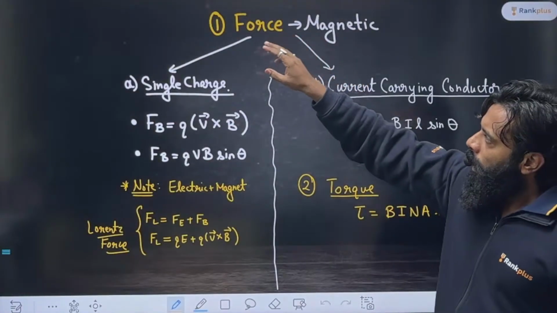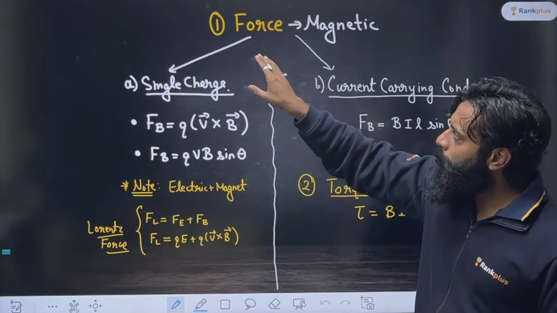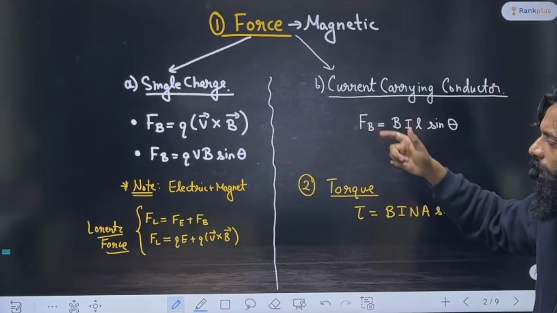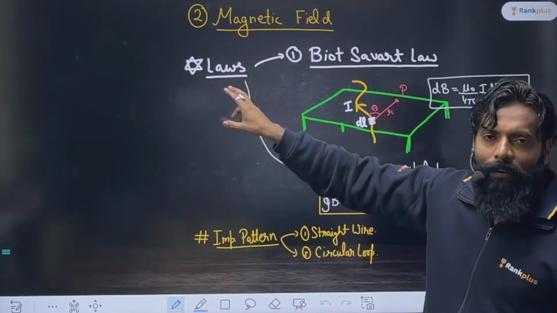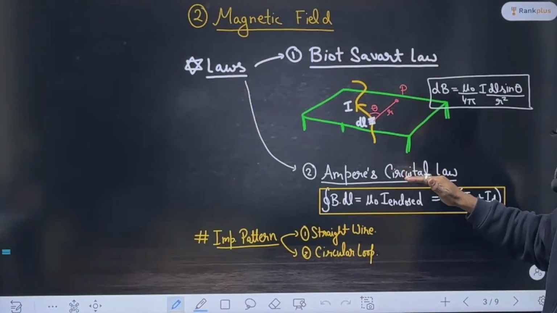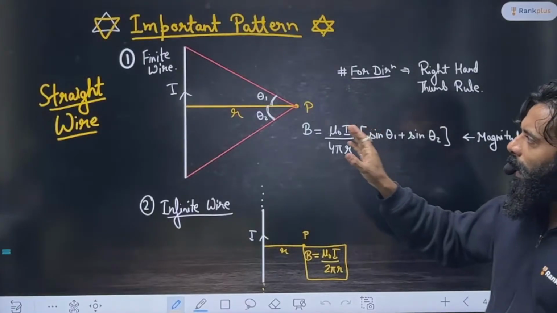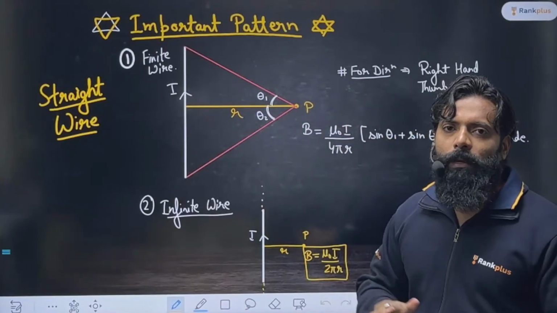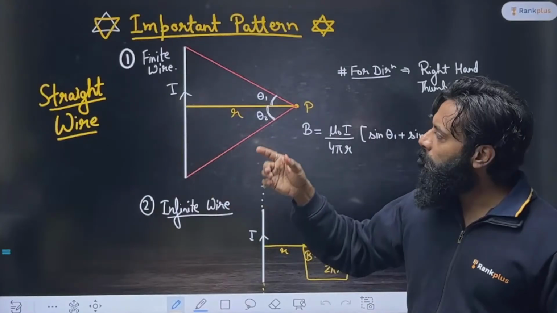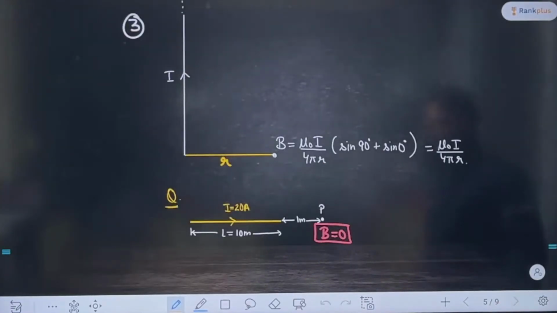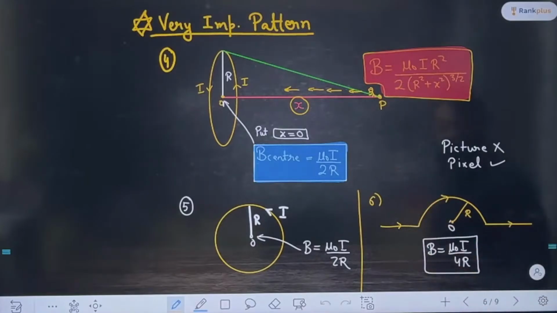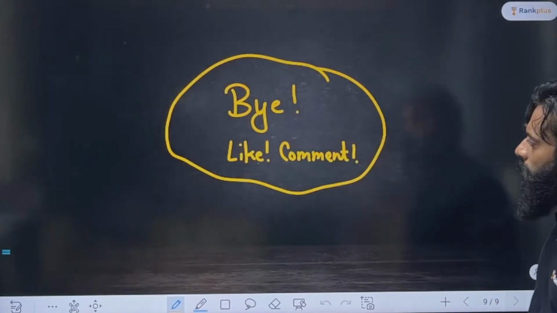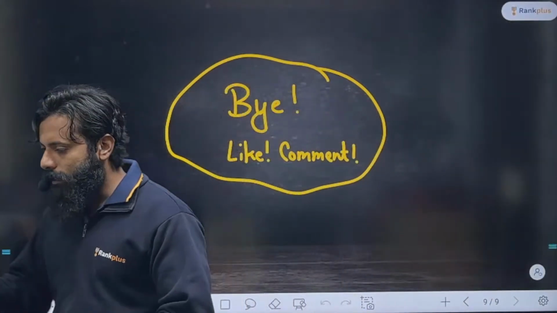So I'm concising it again, that in this chapter, basically you have to deal with the forces. Forces could be on a single charge or on a current carrying conductor. Then you have two laws, Biot-Savart law and Ampere's circuital law. And using these two laws, you have to find out the magnetic field in various conditions. These would be either in a straight wire or in a loop. So in a straight wire, this is the formula. For a loop, this is the formula. And you will have to combine these formulas to get your answers.